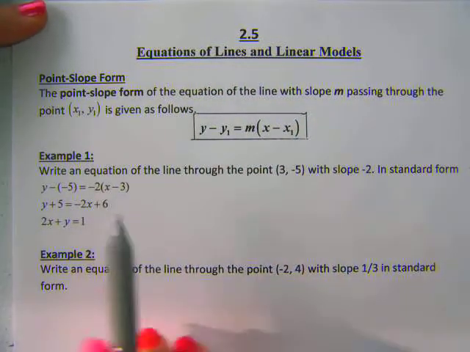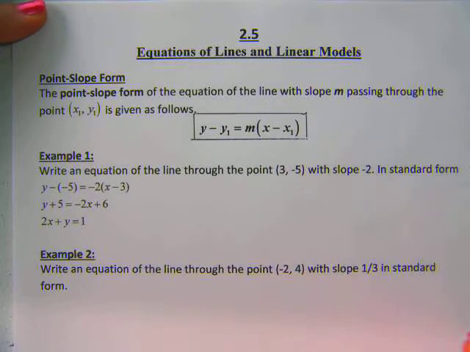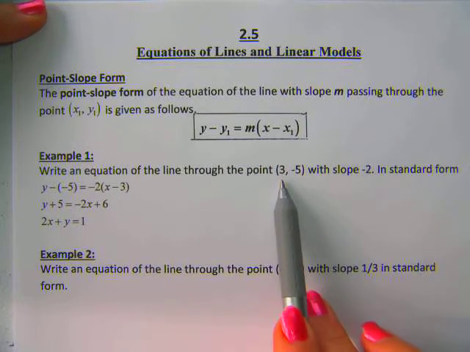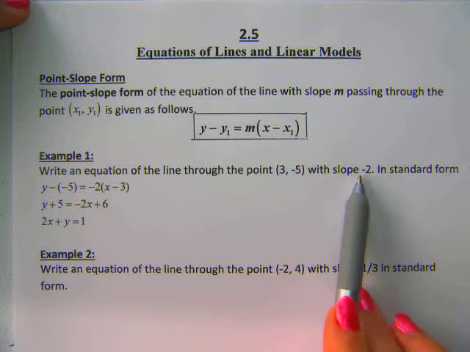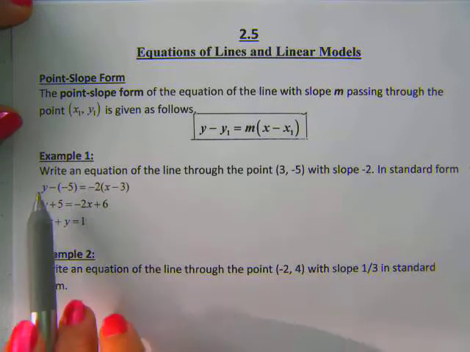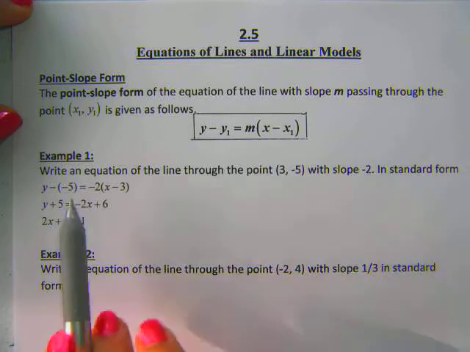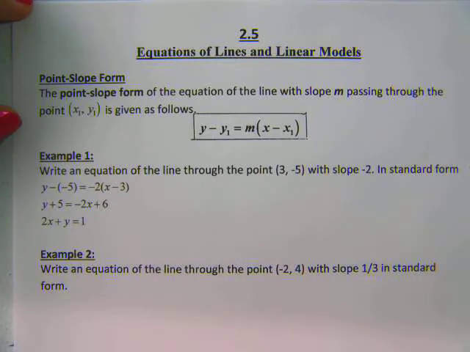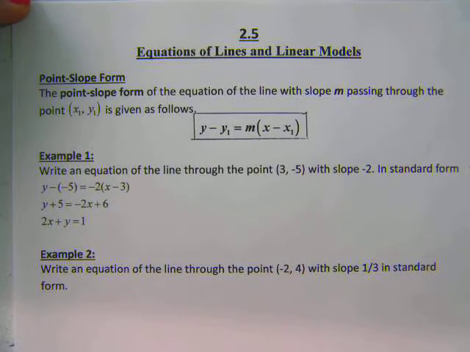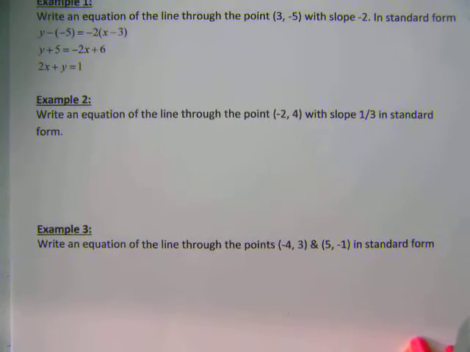Okay, the first example is a straightforward one. You have the point that the line is passing through and the slope. So to write the equation, y minus y1 equals the slope m times (x minus x1). So let's do one ourselves.